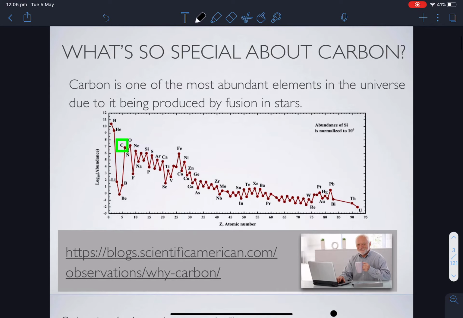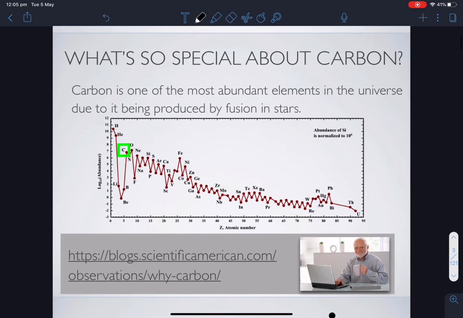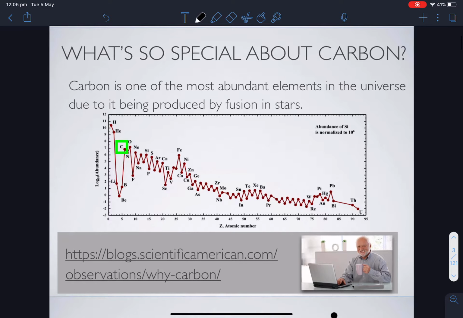Okay, first thing we need to talk about is there's an abundance of these carbon molecules here on Earth, and we can also see them out in space via spectroscopy, which we'll look at more in the next chapter. They're very, very common, and there's a huge variety of them, and we want to know what's so special about it, okay? And there's two things that make carbon so special. Number one is it's one of the most abundant elements in the universe.